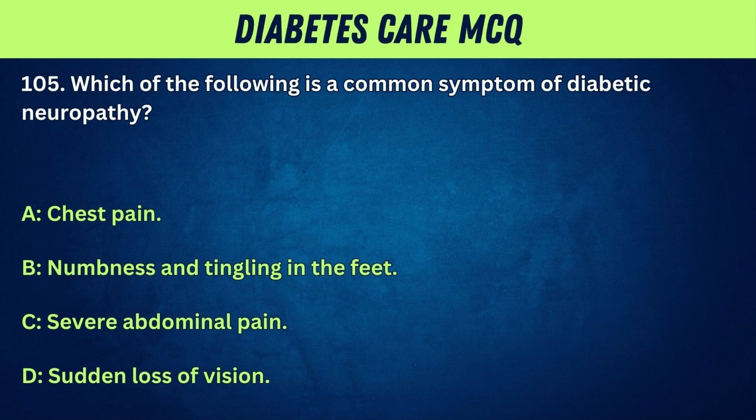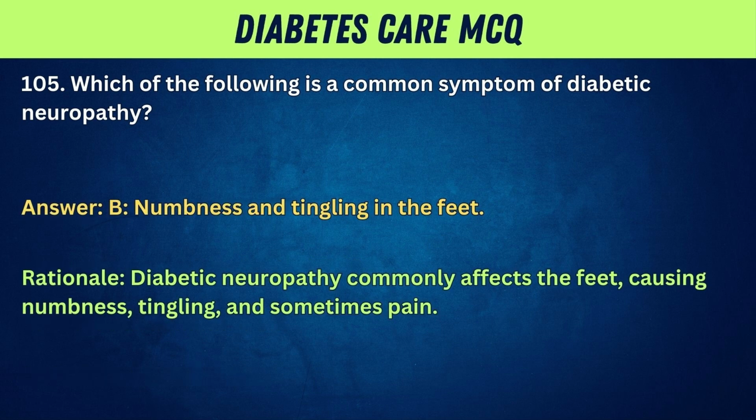105. Which of the following is a common symptom of diabetic neuropathy? A. Chest pain. B. Numbness and tingling in the feet. C. Severe abdominal pain. D. Sudden loss of vision. Answer: B. Numbness and tingling in the feet. Rationale: diabetic neuropathy commonly affects the feet, causing numbness, tingling, and sometimes pain.